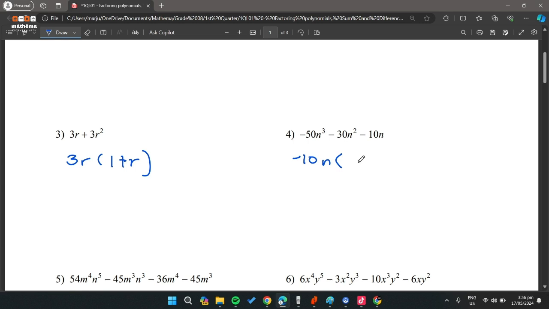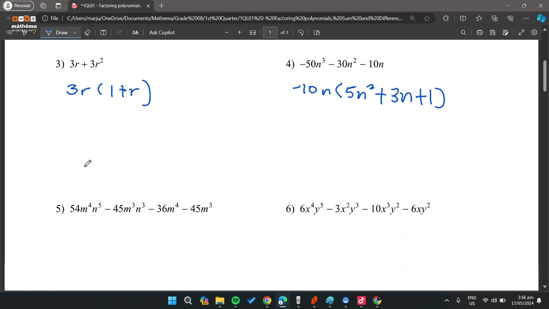This will become 5n squared. And then, this is negative divided by negative, that will become positive 3n. And then, this will become what? This is just plus 1. So, our answer will be negative 10n times the quantity of 5n squared plus 3n plus 1. That is for number 4. Again, that's very straightforward.